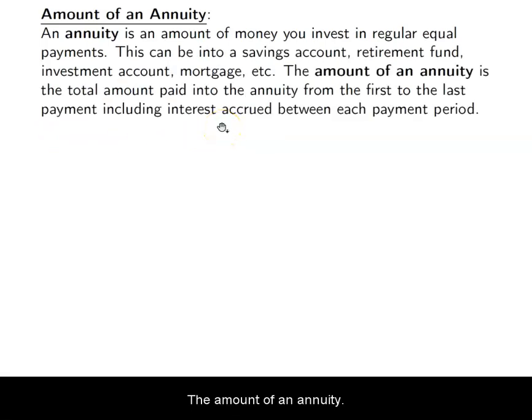The amount of an annuity is the total amount that you will receive after your last payment. So this includes all the money you've invested from the first payment to the last. It also includes all of the interest applied to your earnings. Okay. We call this total amount A sub F.